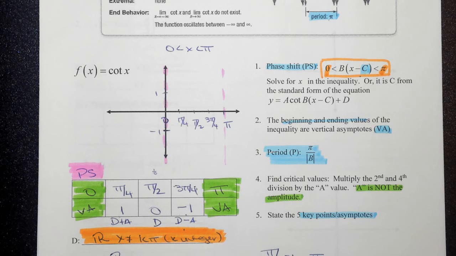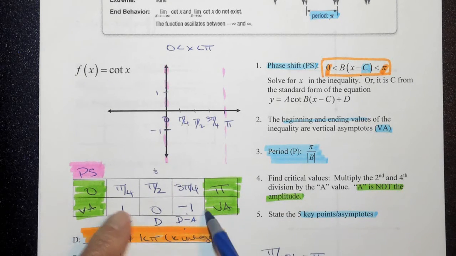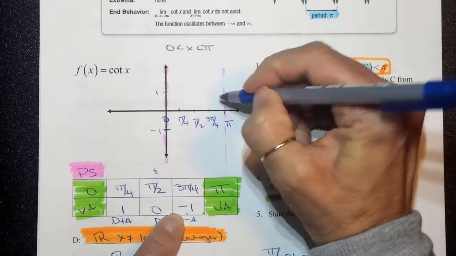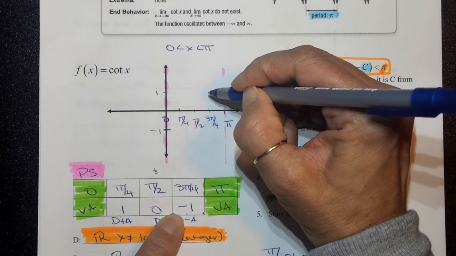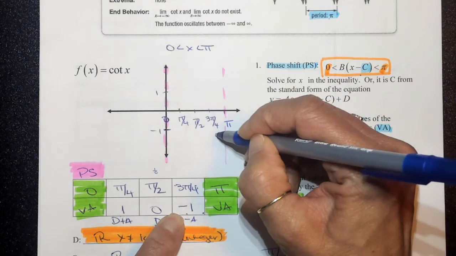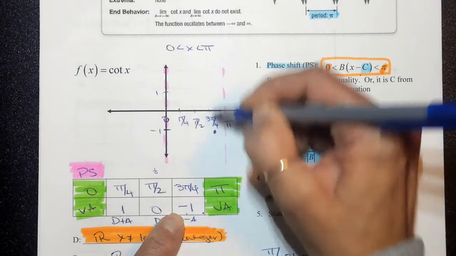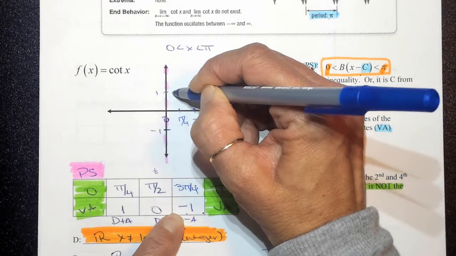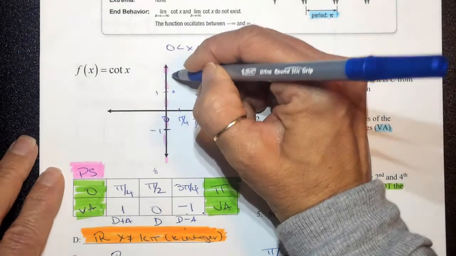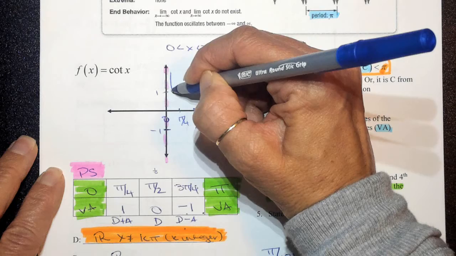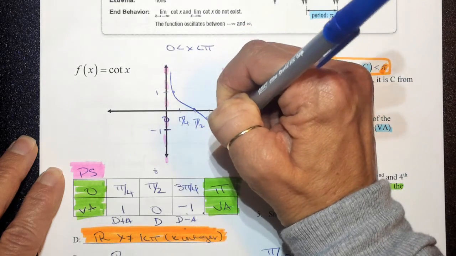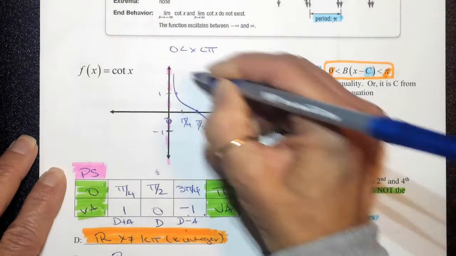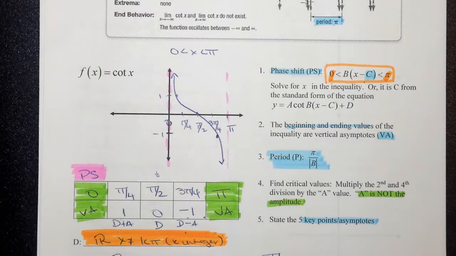These are not amplitude values. So -1 is at 3 pi over 4, so it's up here. Or excuse me, down here. And then we have 0, and then we have 1. So I think of this, again, as a reflection of the x cubed graph, because that's what it looks like. And there we go. There we have our graph.